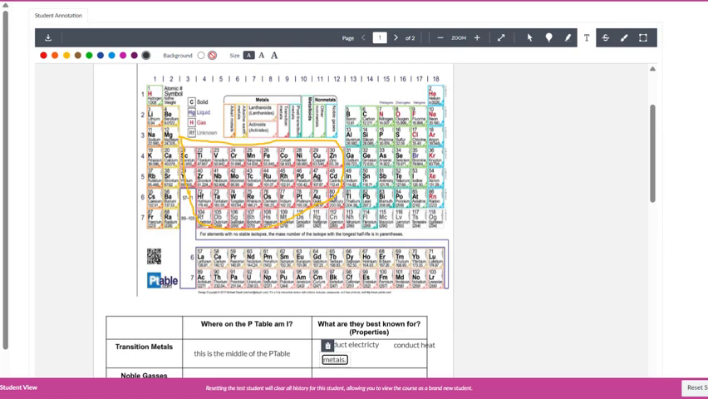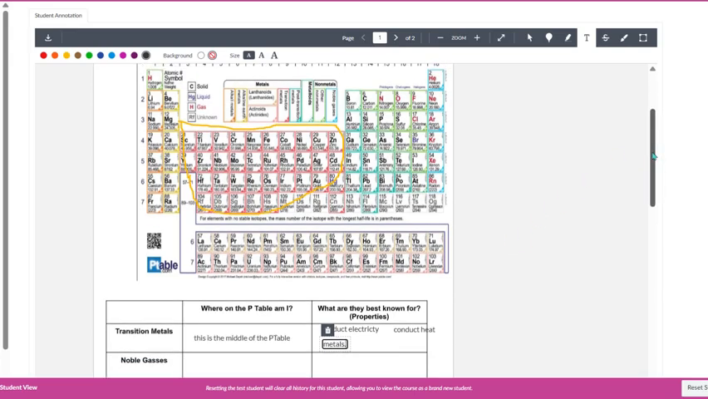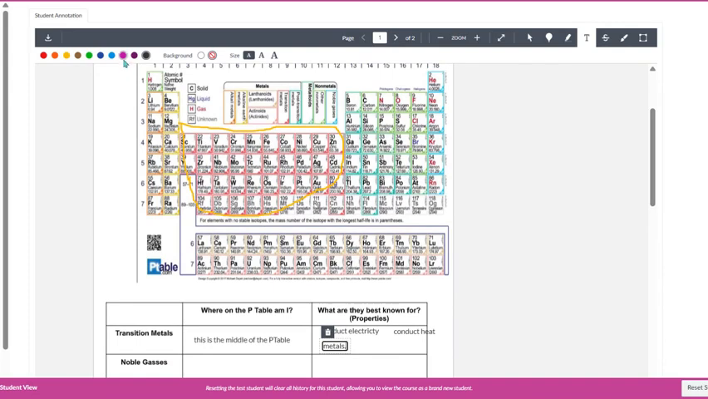Okay, scrolling down, let's go to our noble gases. And I already mentioned that. Noble gases, we're going to choose purple. Why? Well, purple is a royal color. And right here, these noble gases, these are the ones that don't react. And why don't they react? Because their valence electron shells are filled.